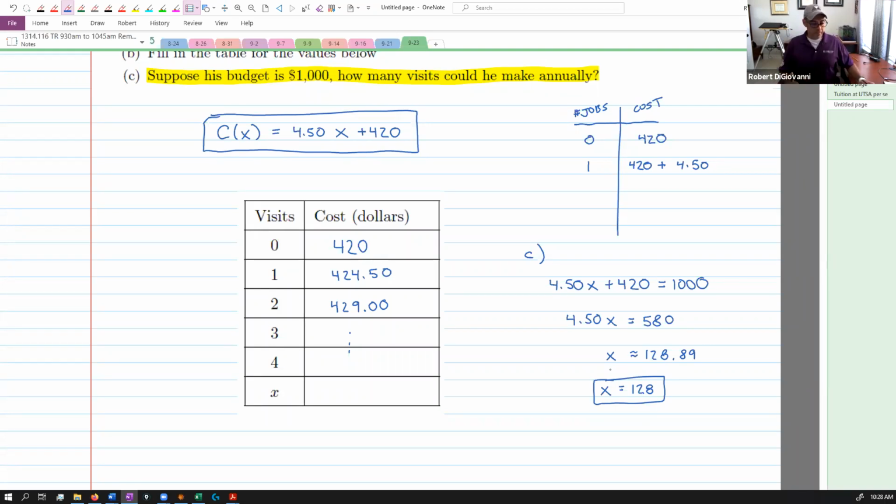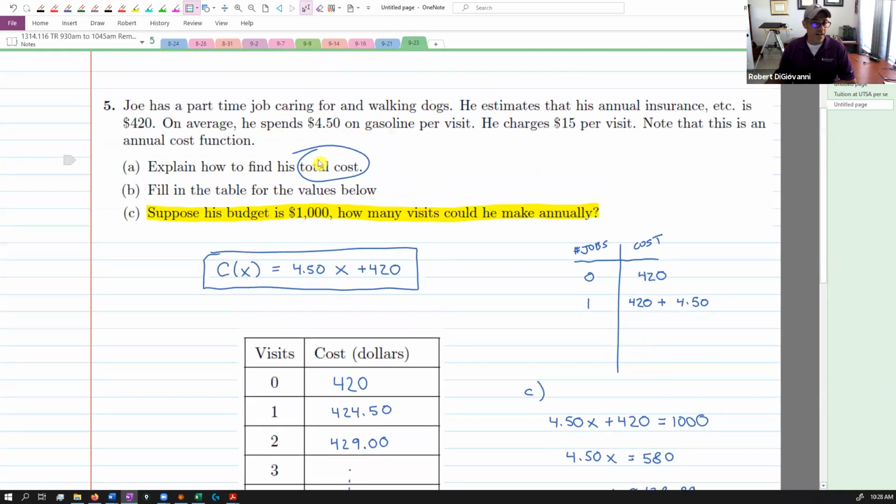Okay. Now, the problem does not talk anymore about this. We're done, okay? But now I'm going to introduce you to what's called, this is the cost function.